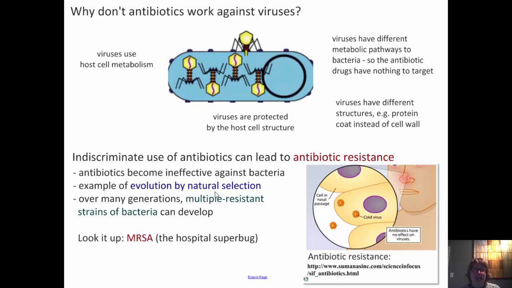Antibiotics become ineffective against bacteria as we continue to use them. And this is an example of evolution by natural selection. So over many generations, multiple resistant strains of bacteria can develop. And so there's some information about MRSA. I'm going to do a little lesson with you in class about that. And that is a big superbug that was found first in hospitals.